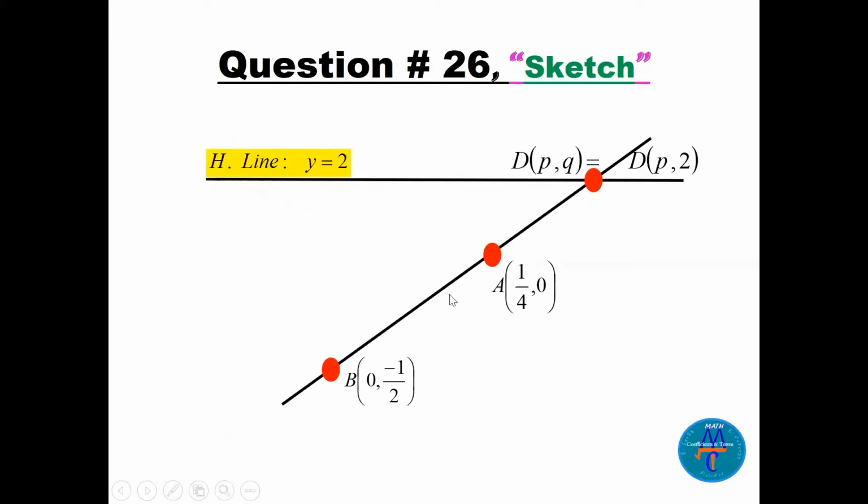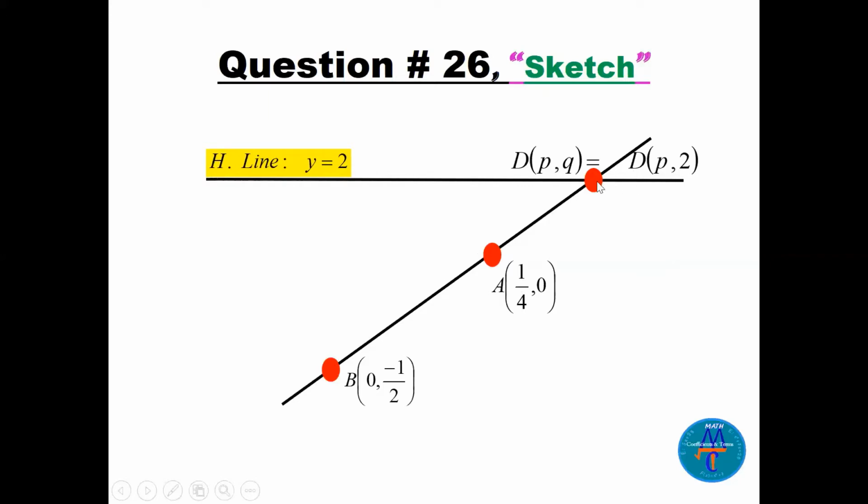Oh, I made a sketch here. See, we have a line. Suppose this is the x-intercept on the x-axis, just imagine it, and this is the y-intercept. So the x-intercept is (1/4, 0) and the y-intercept is (0, minus 1/2). Then this is our line where the points are. There is a horizontal line here that cuts at the point P, Q. So y equals 2, and Q, we know, is 2. So that's the point P, 2.